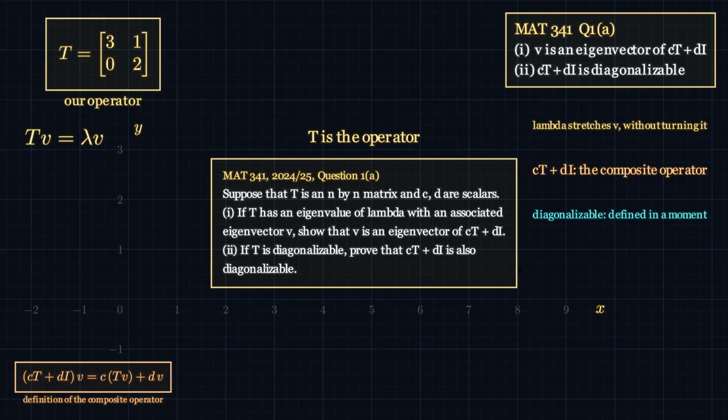Part 2 asks, if T is diagonalizable, a word we will define completely when we reach it, show the composite operator is diagonalizable too.